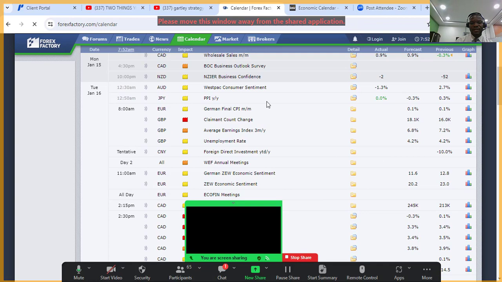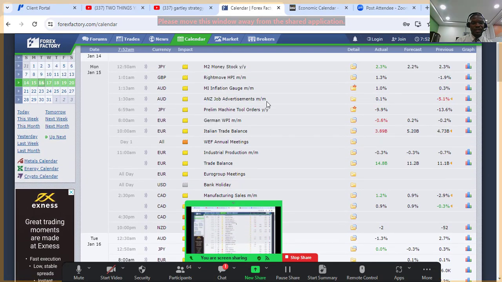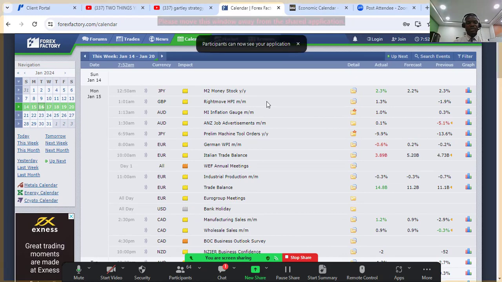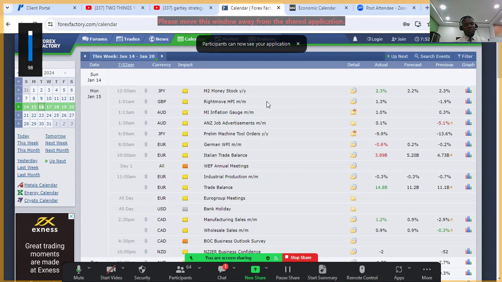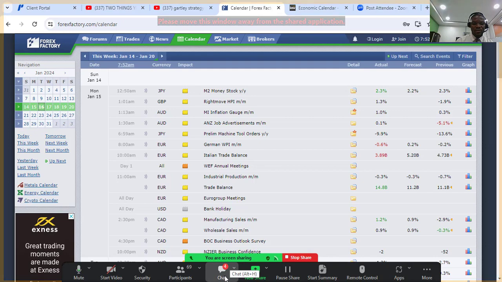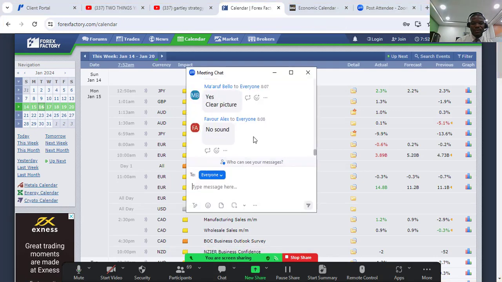So I've been able to share my screen. Please indicate if you can see Forex Factory. So I'm on Forex Factory right now. Forex Factory is just one of the websites you can use. There are tons of other websites, like investing.com, Trading Economics, and several of them. So you can use any of them. The reason why we're sticking to this one is because the amount of adverts running on the screen is so little, and it's very clear and concise.